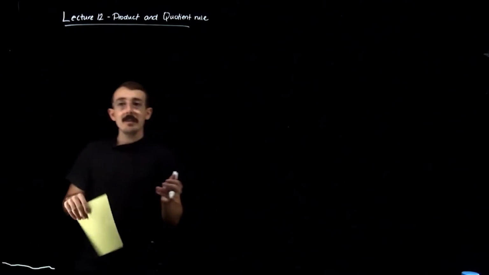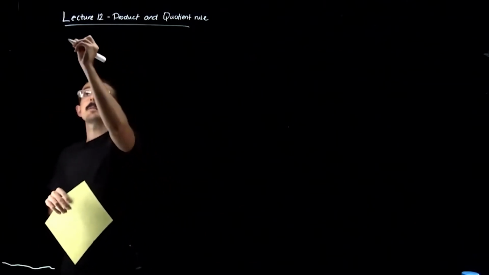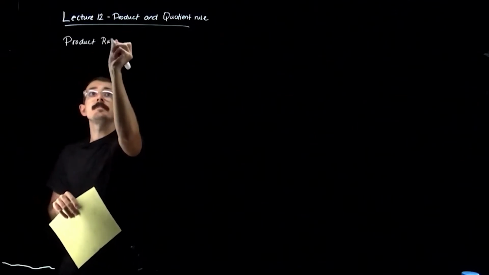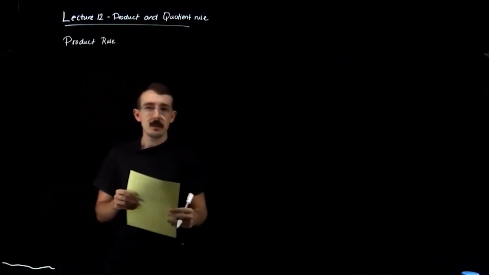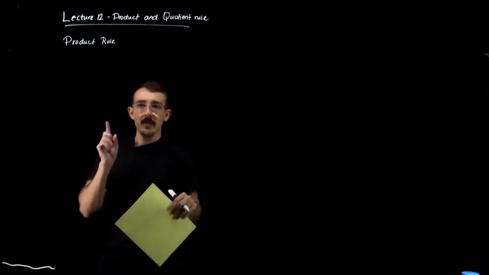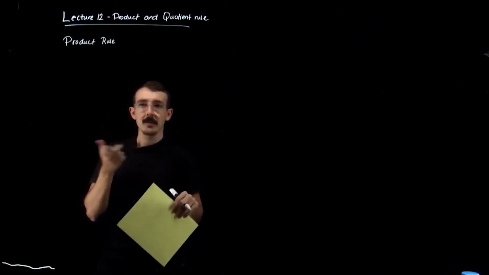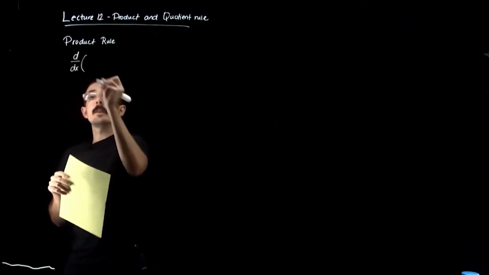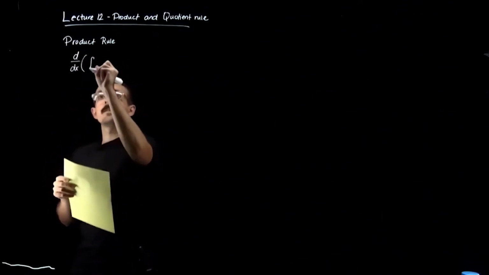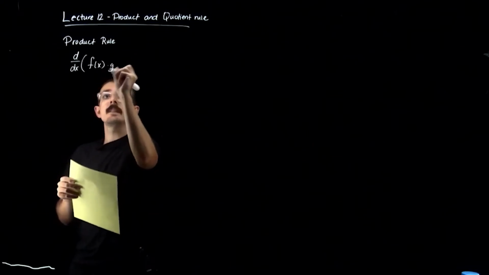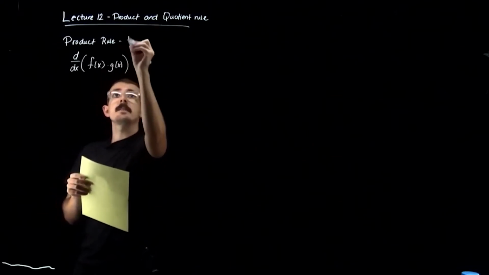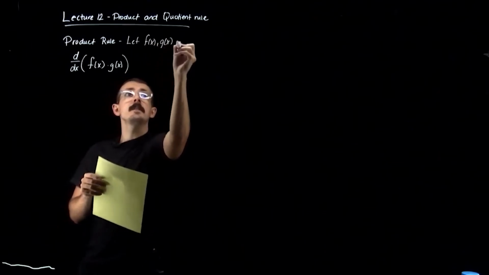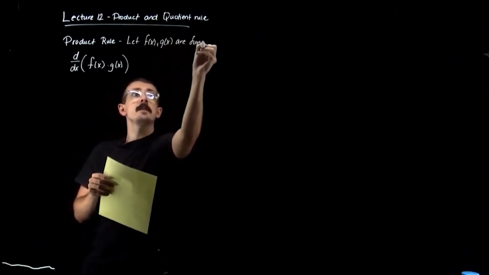So let me give you the first rule, which is going to be the product rule. The reason why it's called the product rule is it lets you find the derivative of a product of functions, so one multiplied by the other. So here's the rule. In order to take the derivative of f of x times g of x, we're going to let f of x and g of x be two functions.